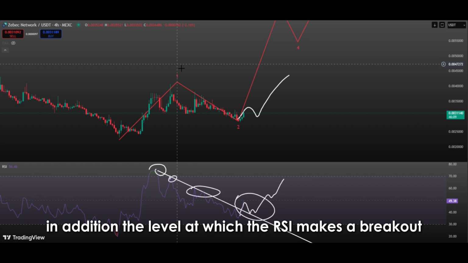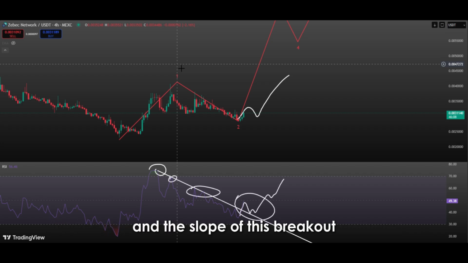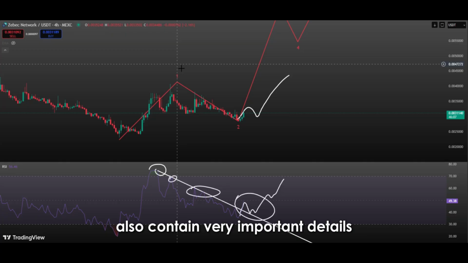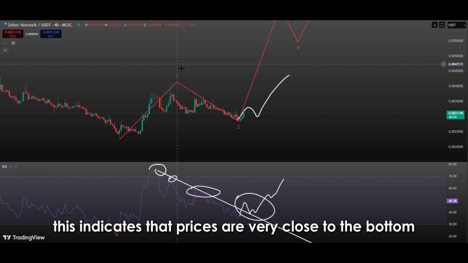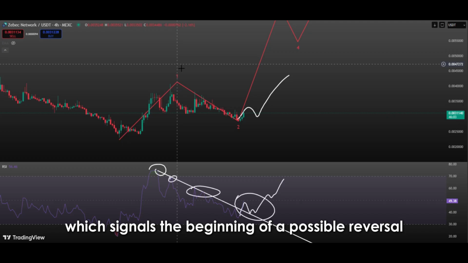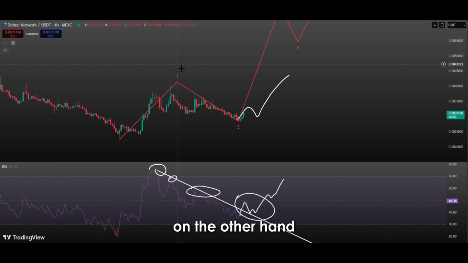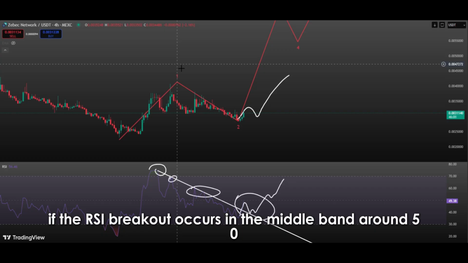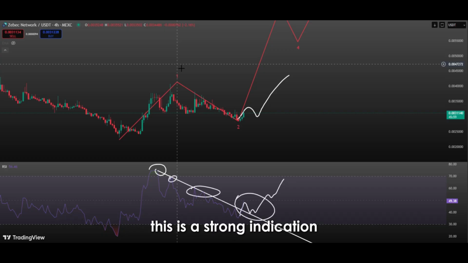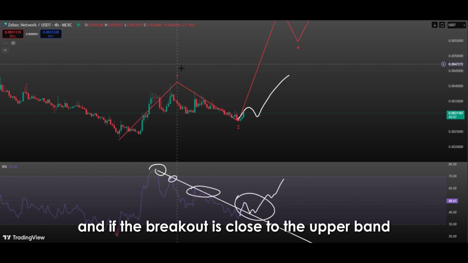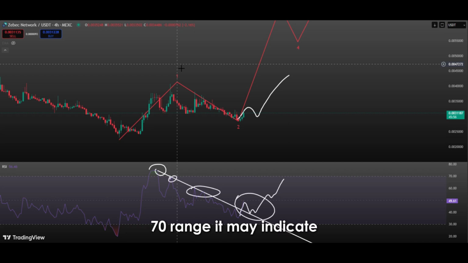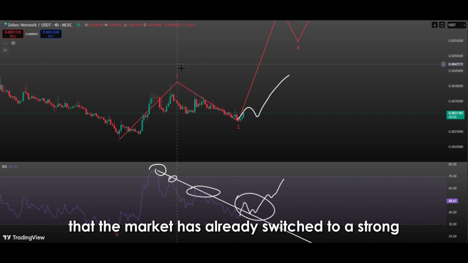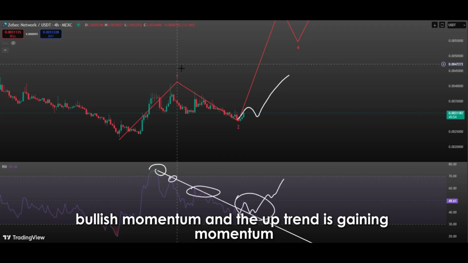In addition, the level at which the RSI makes a breakout and the slope of this breakout also contain very important details. If the breakout occurs at a level close to the RSI's oversold zone, for example in the 30-40 range, this indicates that prices are very close to the bottom, which signals the beginning of a possible reversal. On the other hand, if the RSI breakout occurs in the middle band around 50, this is a strong indication that the balance in the market is slowly shifting in favor of buyers. And if the breakout is close to the upper band, for example the 60-70 range, it may indicate that the market has already switched to a strong bullish momentum and the uptrend is gaining momentum.